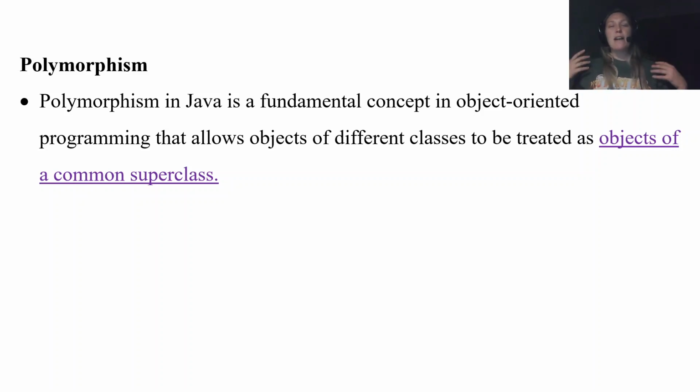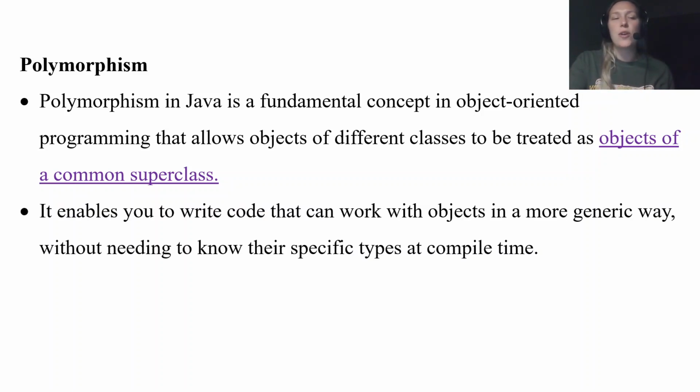So it's a fundamental concept. It's one of the 4 pillars of OOP. What it boils down to is allowing objects from different classes to be treated as objects of a common class. So it basically enables you to write code that can work with objects in a generic way without really needing to know their specific types at compile time.